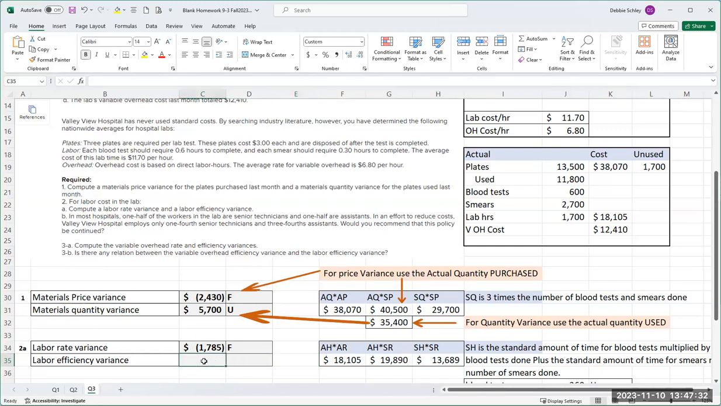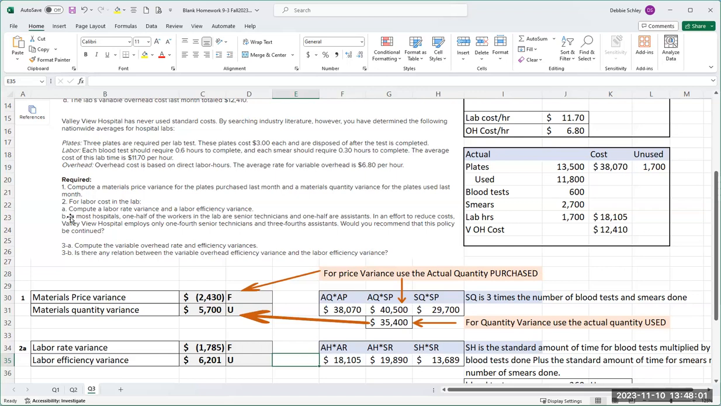Okay, labor efficiency variance is going to be AH times SR minus SH times SR. And this is my standard hours. This is my actual hours. And so what actually happened was more than my standard. And so that is unfavorable. Okay, so that covers that for A.